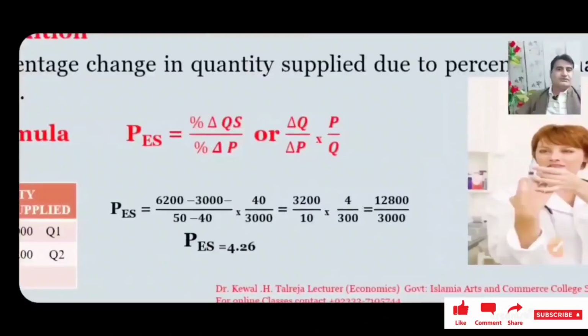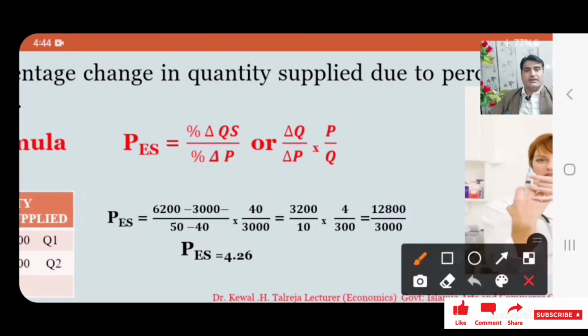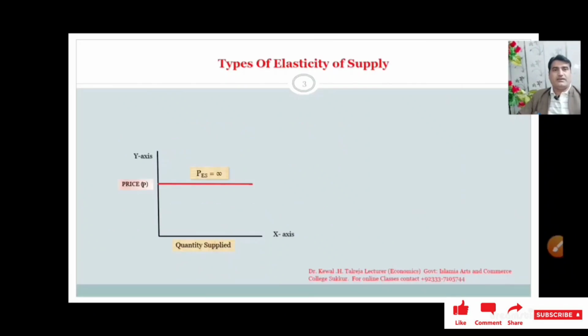6,200, which is Q2, minus 3,000, which is Q1, upon 50, which is P2, minus 40, which is P1, multiplied by 40, which is P1, upon Q1. So we get the elasticity of supply, that is 4.26. It indicates that a 1% change in price leads to a 4.26% change in quantity supplied. Now about the types of elasticity of supply.